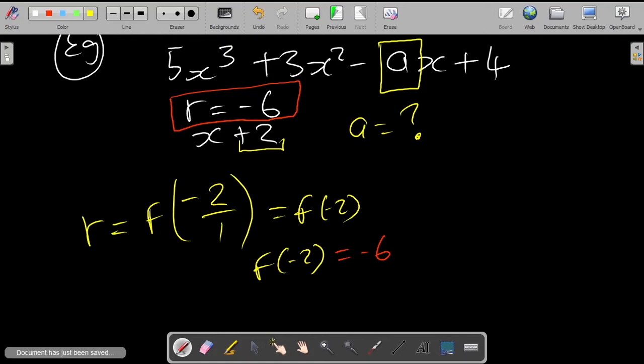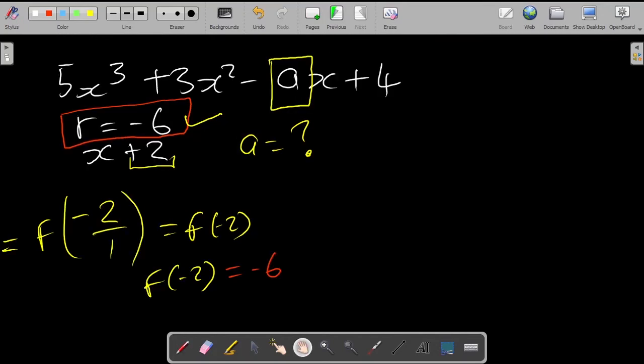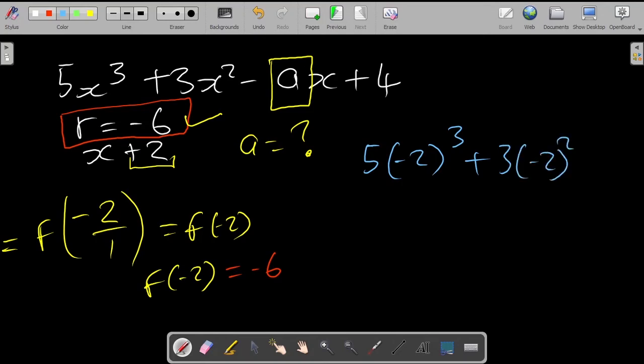In the previous question, we found the remainder. In this question, we're given the remainder, and we're asked to find one of the coefficients of the actual polynomial that we're dividing into. So it's the same thing, just that we're finding a different value using the same theorem, right? Okay, so let's continue. Now we just have to substitute that minus 2 into our f of x.